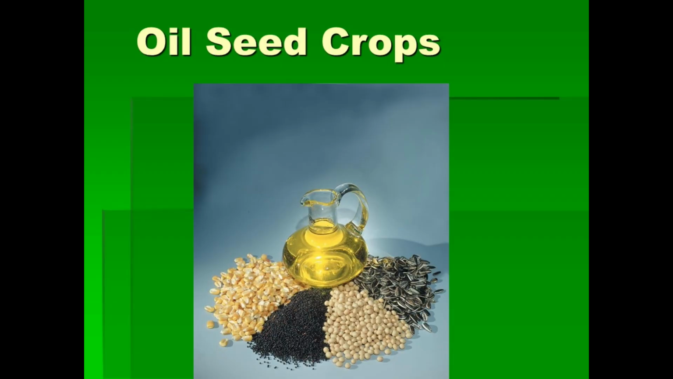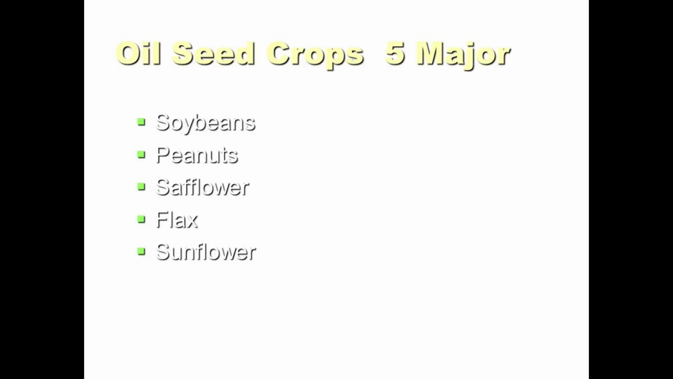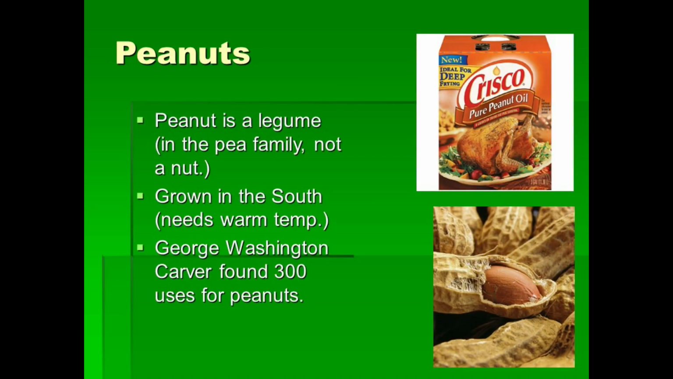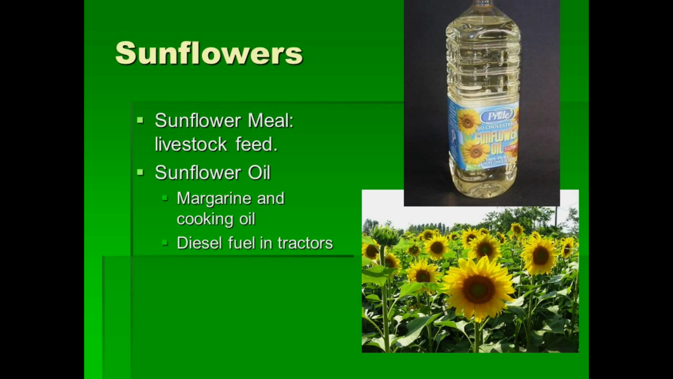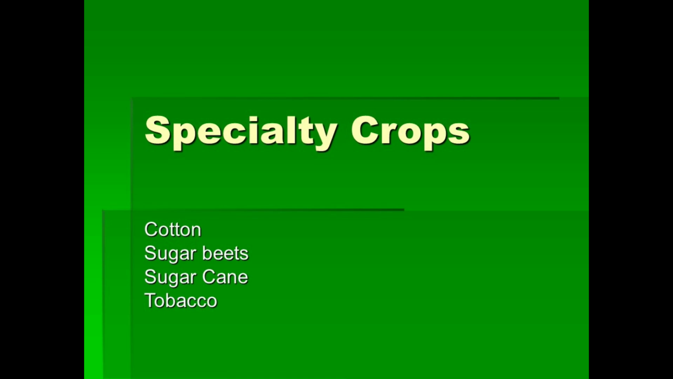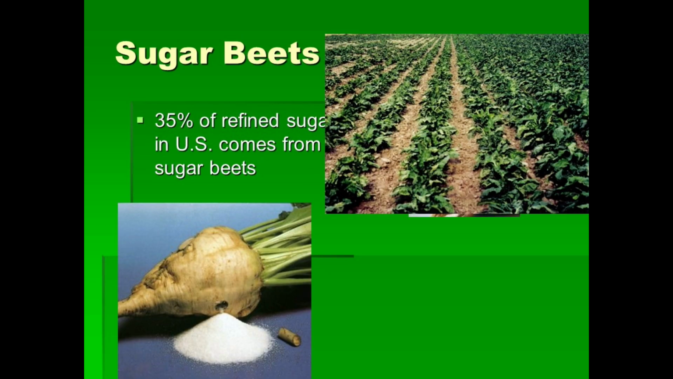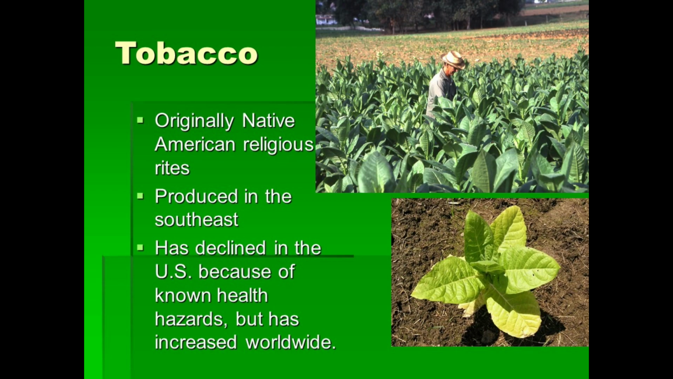Oilseed crops. These crops are grown for the purpose of oil extraction. Oil is present in their seeds. Oil content of different oilseed crops varies from one another. Four major oilseed crops are soybeans, peanut, flax, sunflower. Other specialty crops are cotton, sugar beets, sugarcane, tobacco.